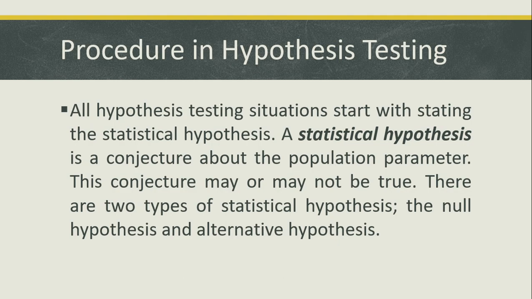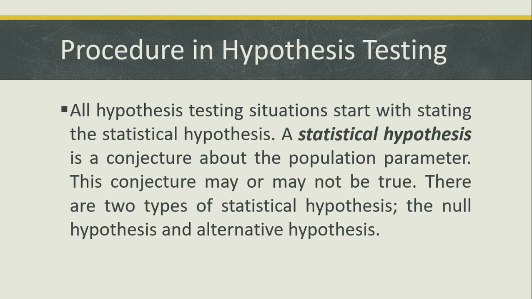Sir, H sub zero. What do you mean by H sub zero? H sub zero, sir. Okay, Kier said H sub zero. That H sub zero is the symbol for the null hypothesis. Okay, but what else? Thank you, Kier. That is correct. What does it mean when we say null hypothesis?